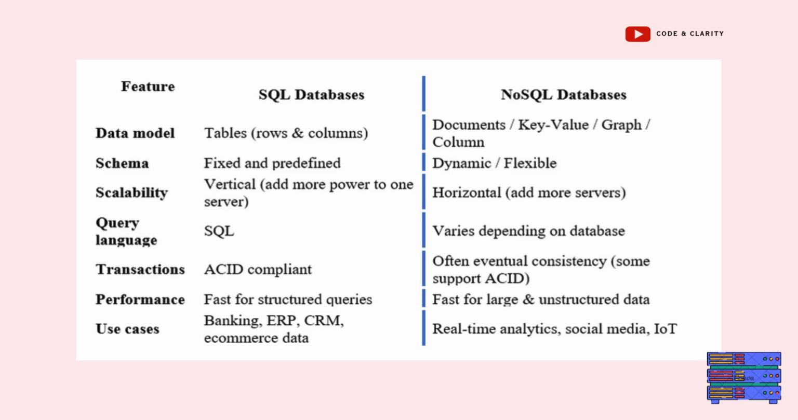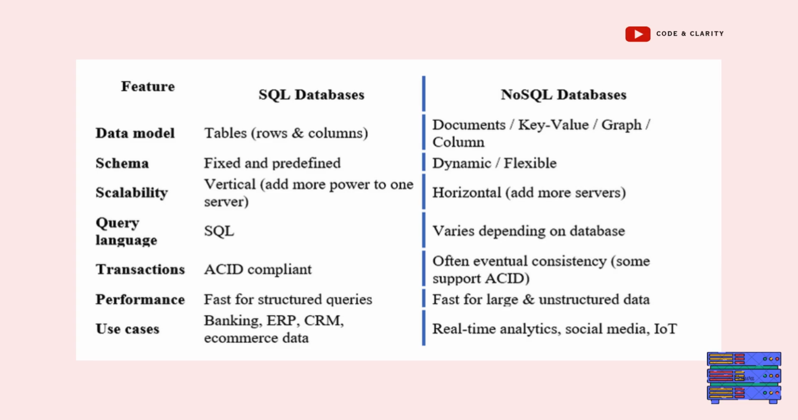The query language in case of SQL is structured query language, and in case of NoSQL, it varies depending on the databases. Now, in case of transactions, the SQL transactions are ACID compliant. ACID means atomicity, consistency, isolation, and durability. And the NoSQL databases often offer eventual consistency, and some of them actually support ACID. Now, the next is performance. Now, SQL databases are fast for structured queries, and NoSQL databases are fast for large and unstructured data.